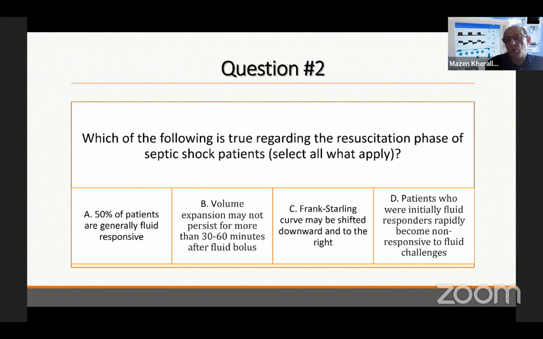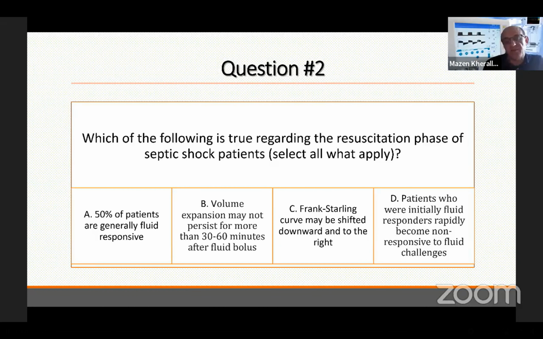D, patients who were initially fluid responders rapidly become non-fluid responders. So we have a few answers from Norshin, Ribaba, Oppo, Tamit, Monira, and Protoe. Many said ABCD, many said ACD, one said B. Okay, so the answer is A, B, C, D, all of them actually. And I presented in my lecture the studies that actually support each one of these.